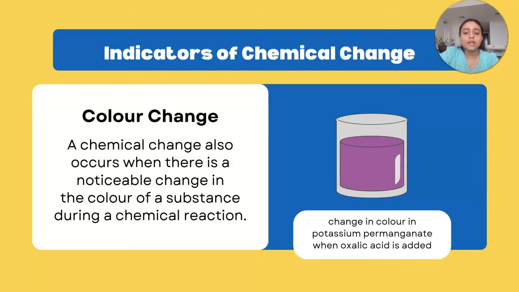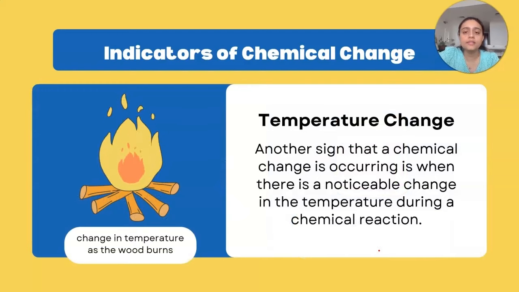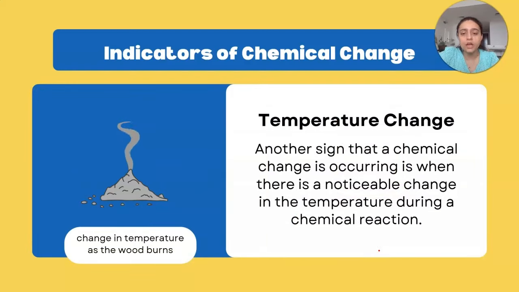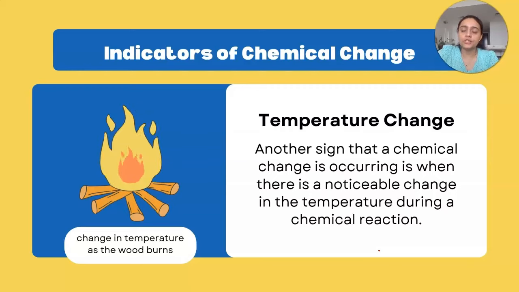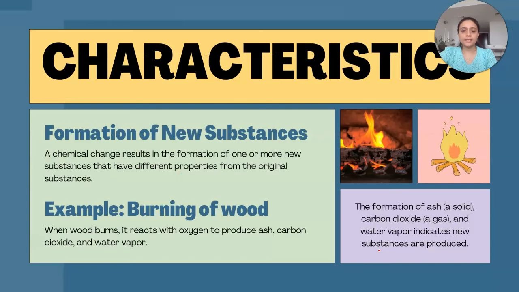Sometimes color is being changed, right? In potassium permanganate, or we can say KMnO4, when oxalic acid is added, the color is being changed. You can see the purple change is visible to you. Next, temperature is also being changed, right? Temperature depends upon the energy. Depending on how much energy is being gained or absorbed, the temperature changes accordingly. So this also suggests that a chemical reaction takes place.